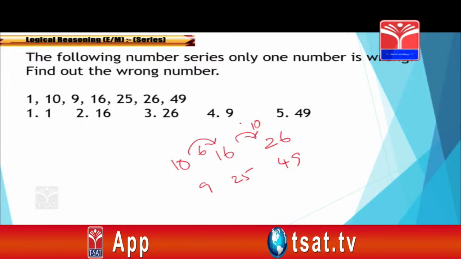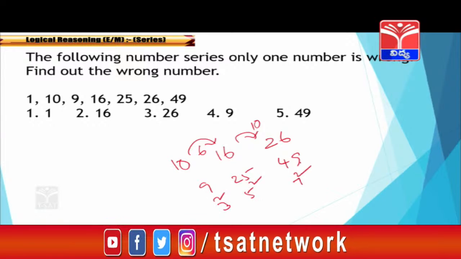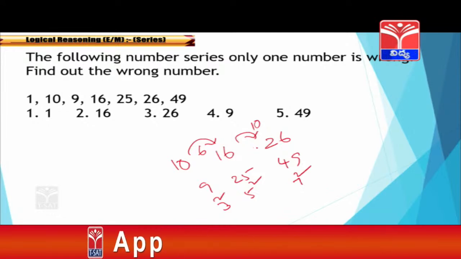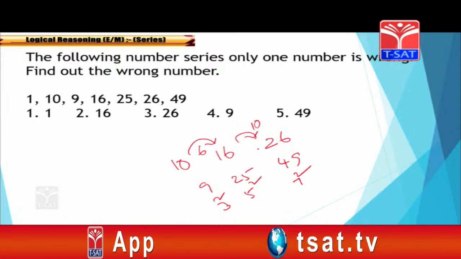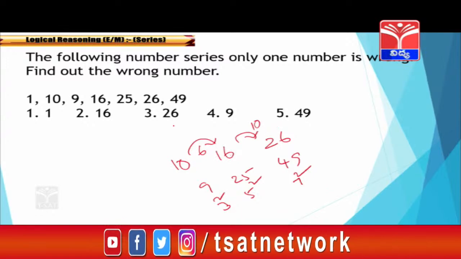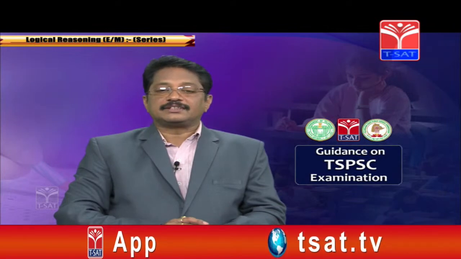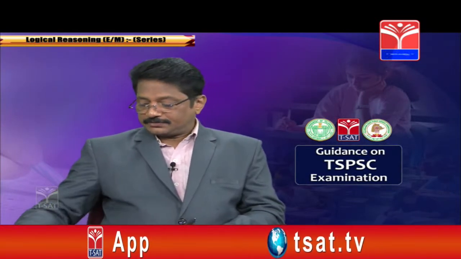Correct? Okay. But this is 3 square, this is 5 square, this is 7 square. So here the difference should be the same. Means 16 plus 6 should be 22, but it is given as 26. This is the wrong number. This is how to identify the wrong number in this series.